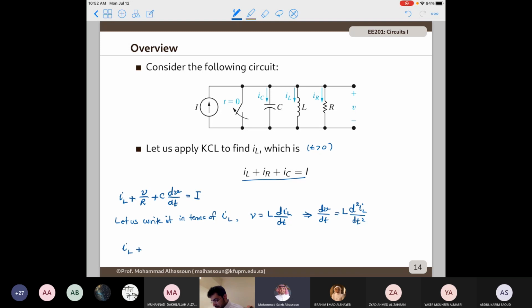So you have IL, V, which is L di/dt. So L divided by R, dIL/dt. Now I have dV/dt, which is L d²i/dt². So in this case, I will have LC d²IL/dt² equals to I. So if I put it in the standard form, I will end up with the following equation.